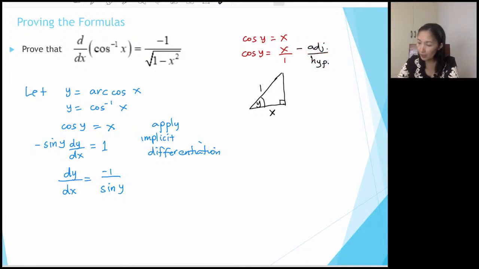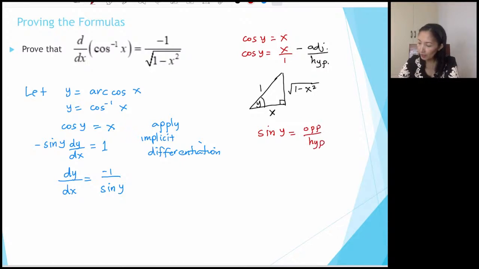This side is missing, so applying again your Pythagorean theorem, this must be equal to the square root of c squared minus b squared, or 1 minus x squared. And since we're looking for sine y, then referring to this triangle, sine y is opposite over hypotenuse.